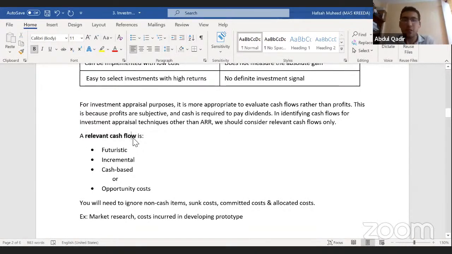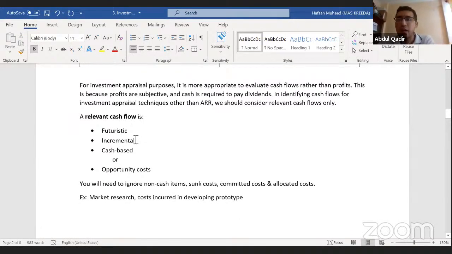I'm going to bold that word so that it's more clear. So what do we mean by a relevant cash flow? It has a few characteristics. The first one is futuristic. That means this cash should occur in the future. It can't be something which you incurred before you start the project. The second one is incremental. That means the cash flow should occur as a result of you implementing this project. You can't consider another project's revenues in this project.